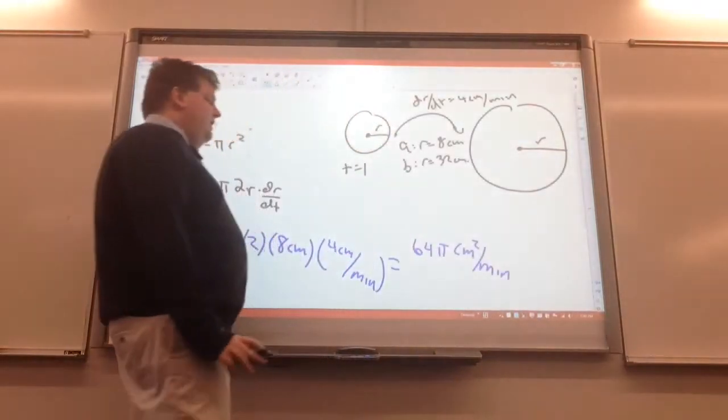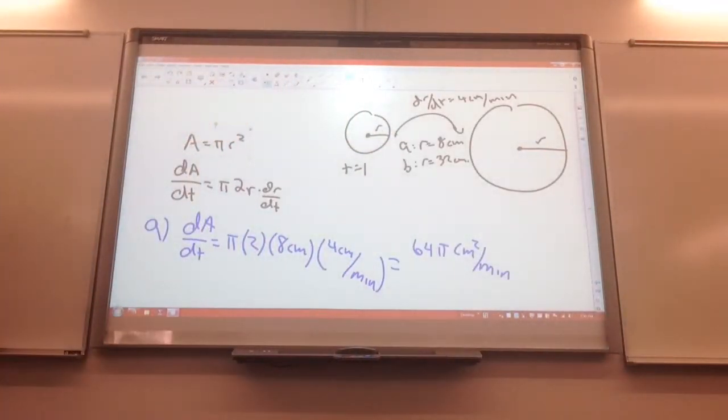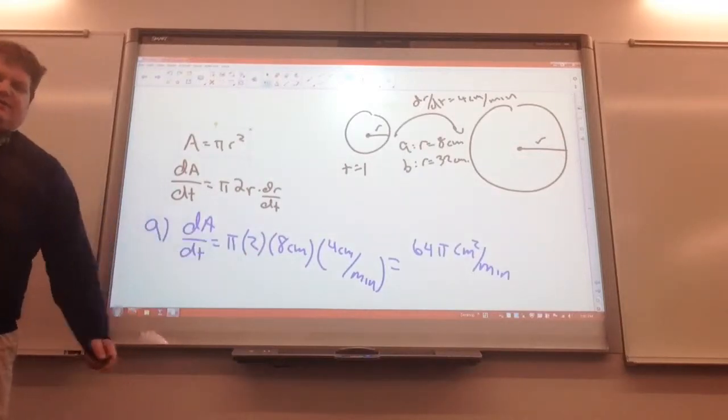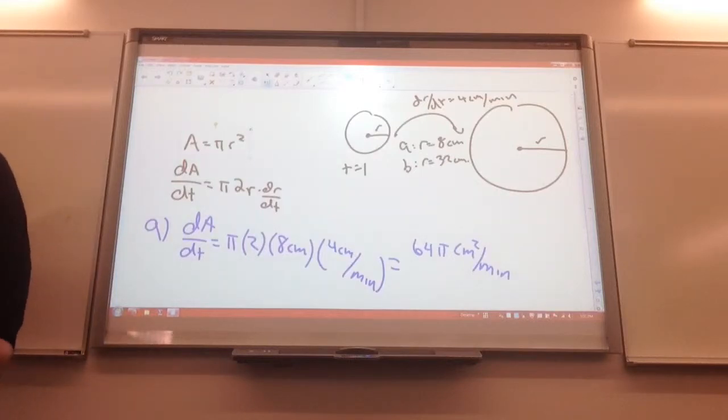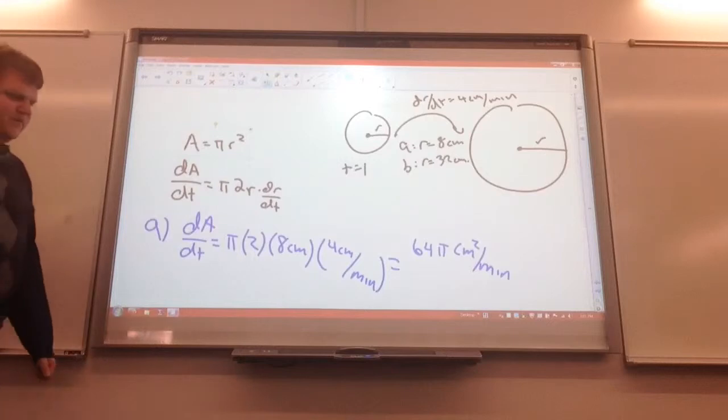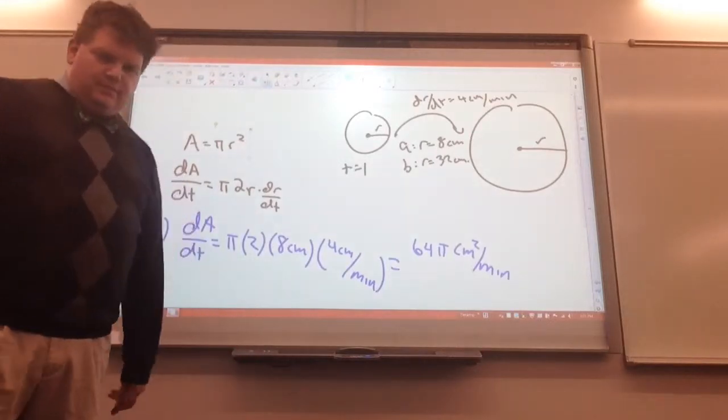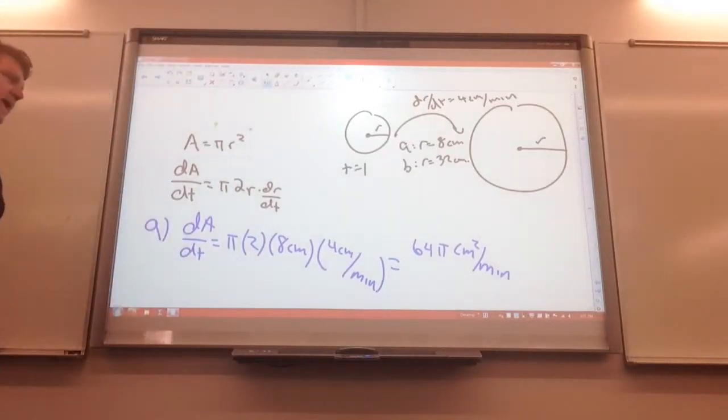Fairly straightforward, right? Is part B on this going to work any differently? No, the only difference is instead of 8, it's 32, and so our answer is bigger. It ends up being 256 centimeters squared per minute. That's how the area changes. Any questions about how that works? Pretty straightforward, right? Okay, good. All right.